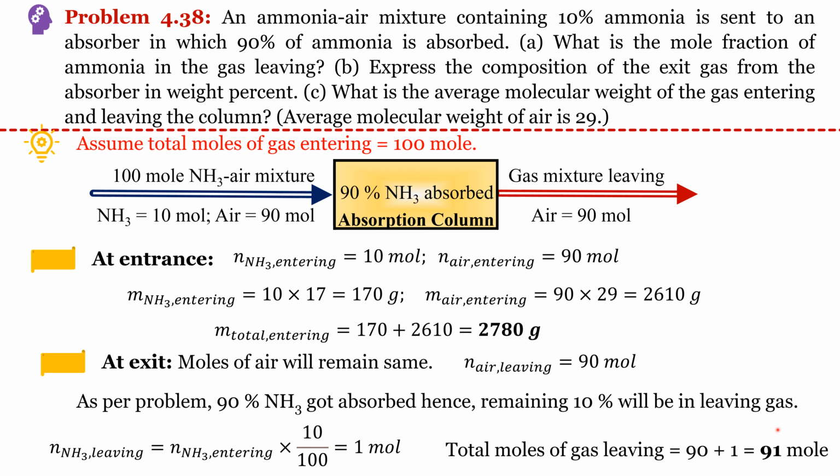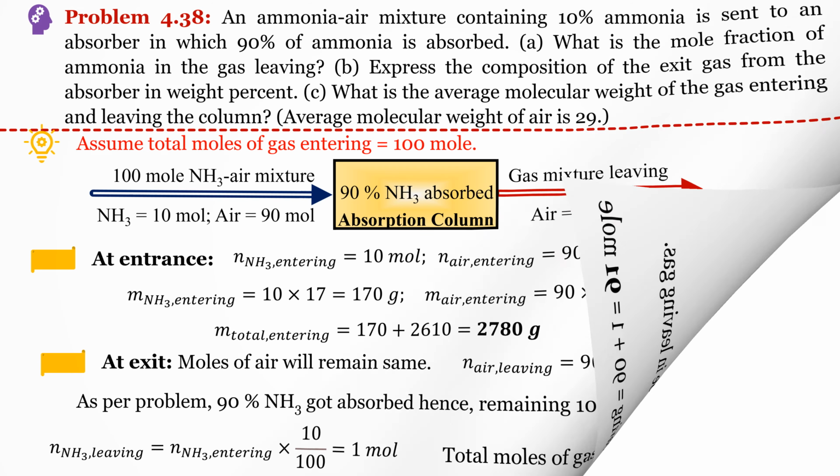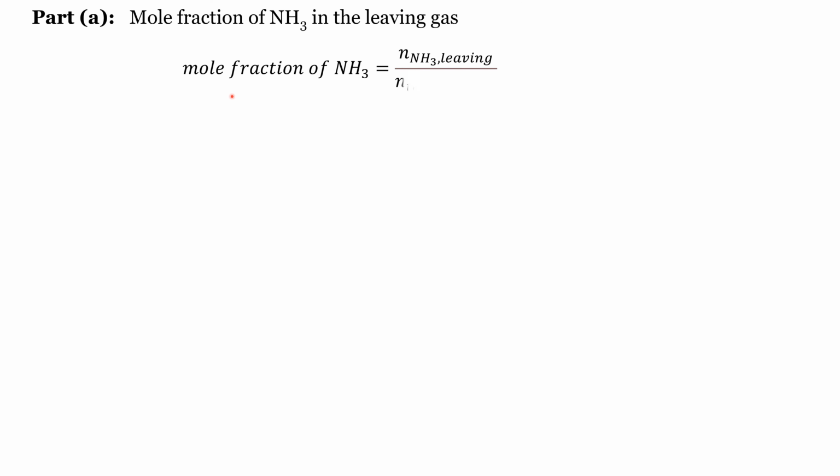Now we can easily estimate all the parts. So in part A, we need to estimate the mole fraction of NH3 in the leaving gas. So we have already estimated the moles of NH3 in the leaving gas and total moles of the leaving gas. So we can write mole fraction of NH3 equal to moles of NH3 leaving divided by total moles. So it will come out as 0.011.